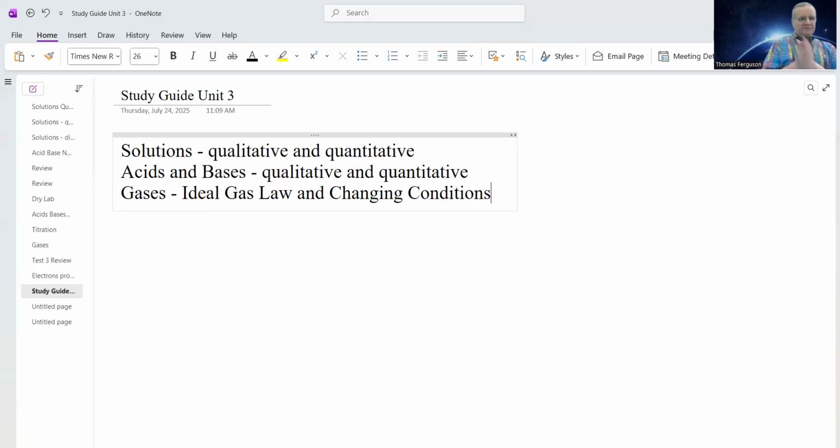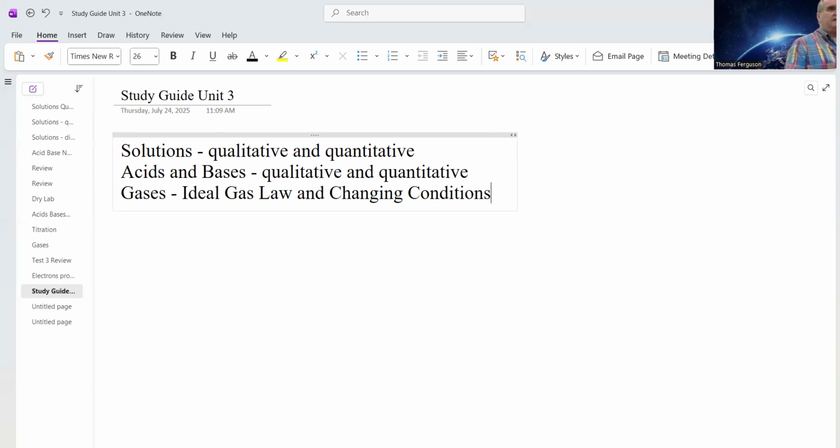Solutions, qualitative and quantitative. Qualitative means more of a non-mathy approach. Remember we had the salt crystal dissolving in water? You need to be able to reproduce that. The two forces, the solvating force and the crystal lattice force, are the two forces that work there. So you need to make sure you include that in your description. Quantitative is what we're doing, which we did yesterday, for example, both working with solids and dilutions.